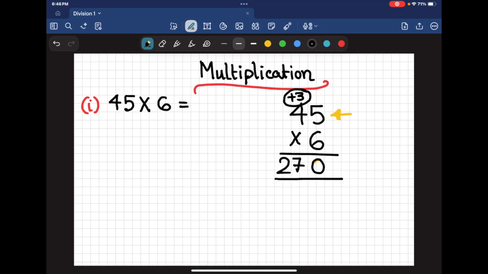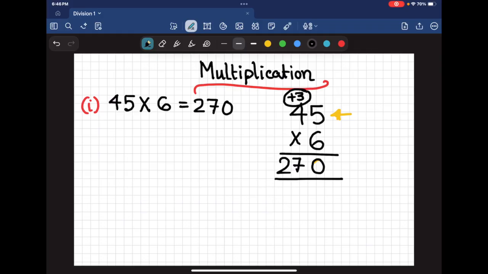Okay, so we do the multiplication for 6 times 4 and then we have the extra 3. We will plus it with that answer. Okay, so for 45 multiplied by 6 is 270. This is the answer. So we have learned 2-digit by 1-digit multiplication.